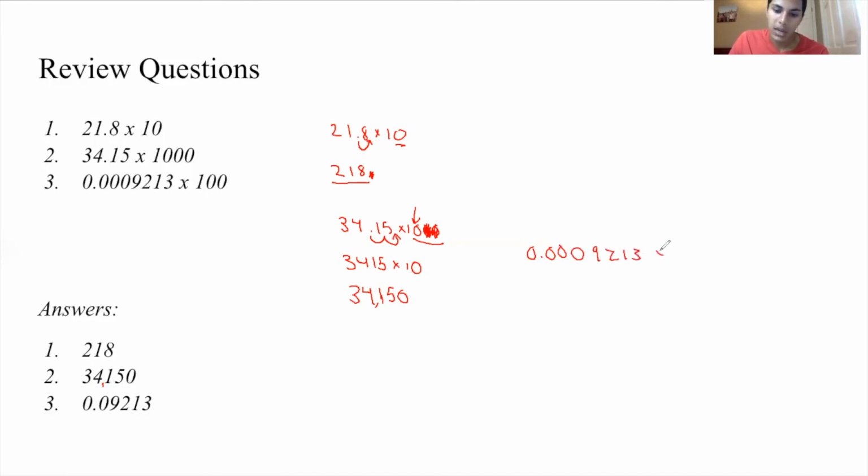And finally, for the last question, 0.0009213 times 100. Remember for this one, we move the decimal point 2 spots to the right because 100 has 2 zeros. So if we do that here, we move 1, 2 spots, and we end up with 0. And remember, these zeros don't do anything if they're this way from the decimal point. So we can just start it with 0, and then we have 0.9213 as our final answer. That's all, and thank you for watching.